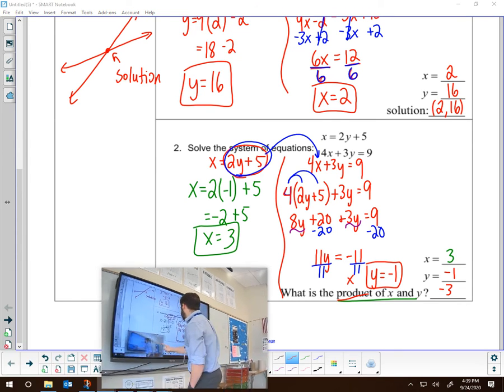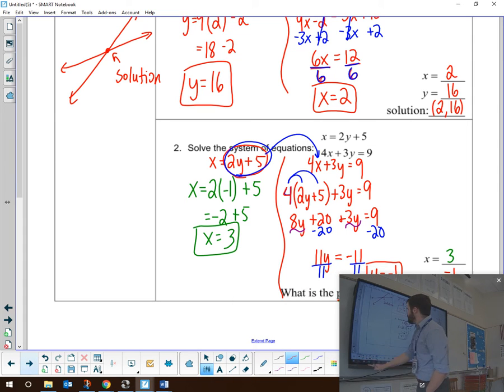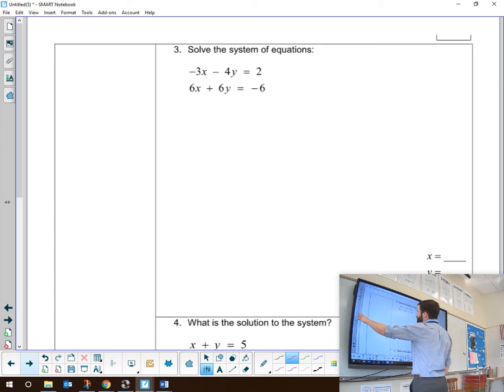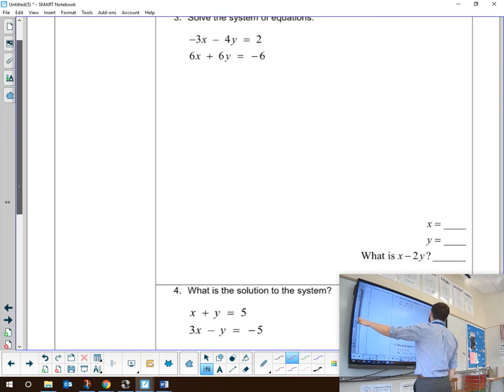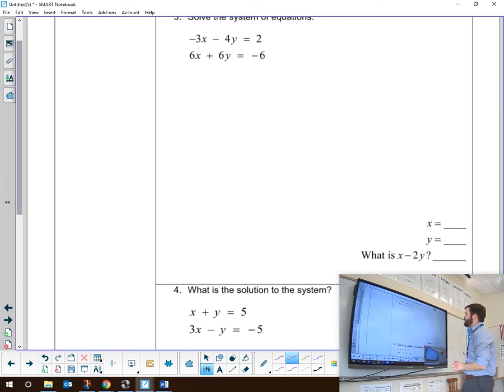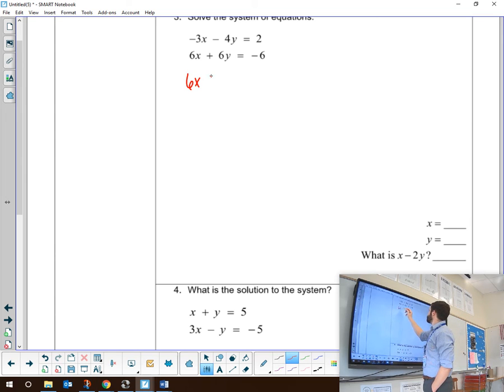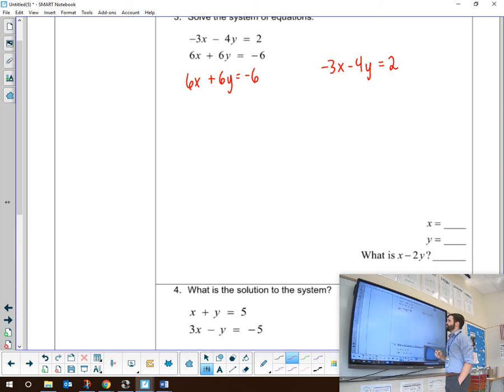Alrighty guys, let's go ahead and turn that page, and let's take a look here at number 3. So number 3 is a little bit more complex, as you might expect. But once again, I'm going to start off by writing my equations beside each other. That's the way I prefer to have my equations so we have plenty of space. So I'm going to write this first one right here: 6x plus 6y equals negative 6. And I'm going to write my other one over here: negative 3x minus 4y equals 2.